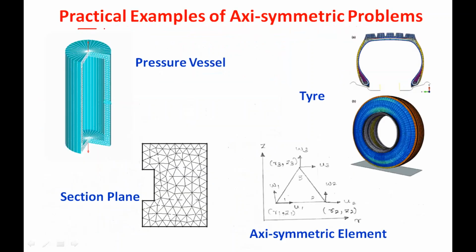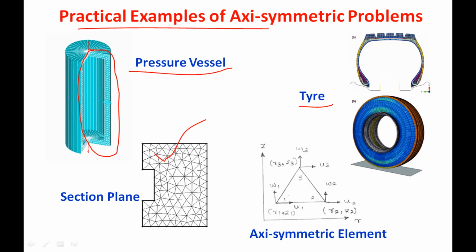Here I am showing some practical examples for the axisymmetric condition. If we solve an axisymmetric problem, we are going to model only this longitudinal sectional plane. In any software, if you want to solve an axisymmetric type of problem, we will do the finite element model only for this longitudinal cross sectional plane. This plane will be discretized by using a number of triangular or rectangular elements. So here triangular elements are used, and this example is for a pressure vessel. This example is for analysis of tire pressure and stresses acting on the tire.